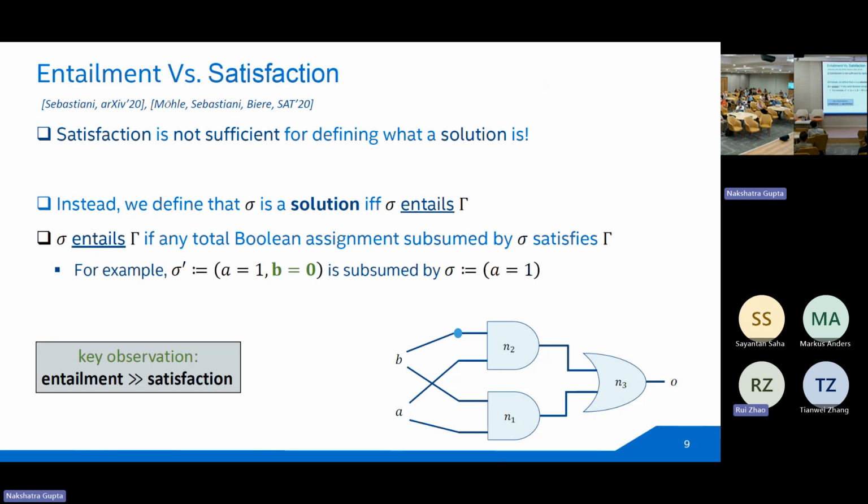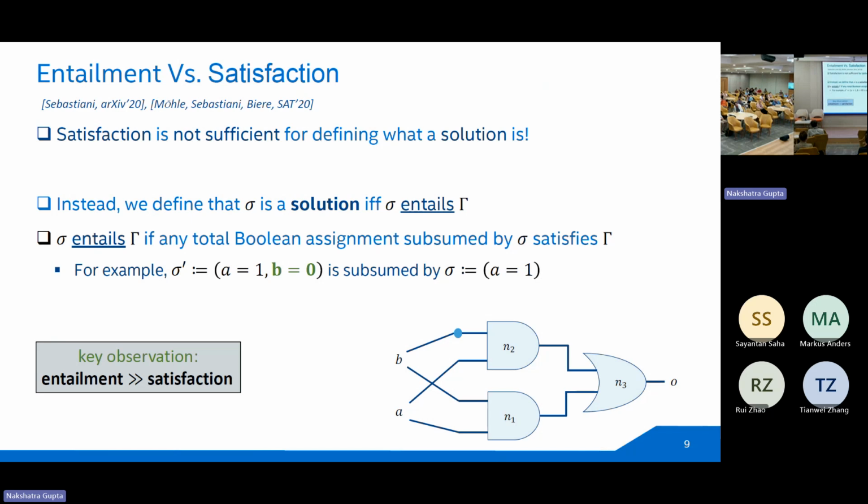So we just saw that satisfaction may not be enough when we want to define what is a solution. So instead, we can use another definition. Now, we say that an assignment is a solution if and only if it entails the circuit instead of satisfying it. An assignment entails the circuit if we take all the don't care values, replace them with any Boolean values, so by replacing them with 1s or 0s, and check that all these combinations satisfy the circuit.